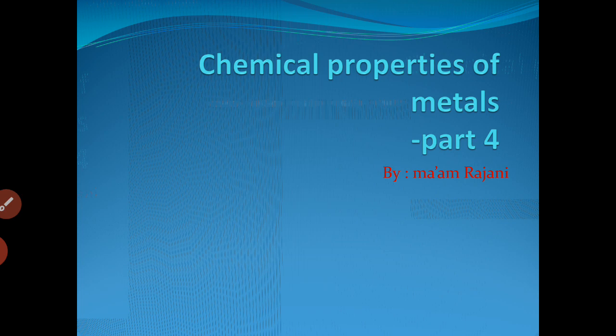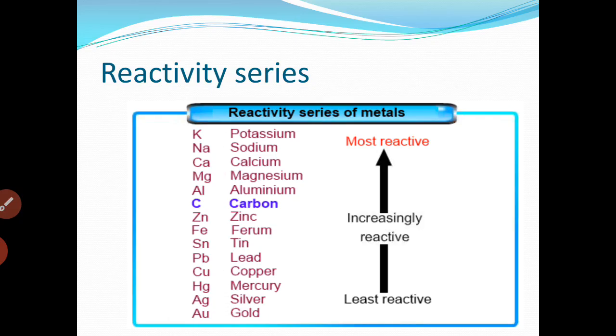Now, let's start with the chemical properties of metal. So, let's start with the reactivity series. Already, you all have studied reactivity series, but here we will recapitulate it. So, what is reactivity series? The arrangement of metals in a vertical column in the order of decreasing reactivity is called the reactivity series of metals, or activity series of metals.